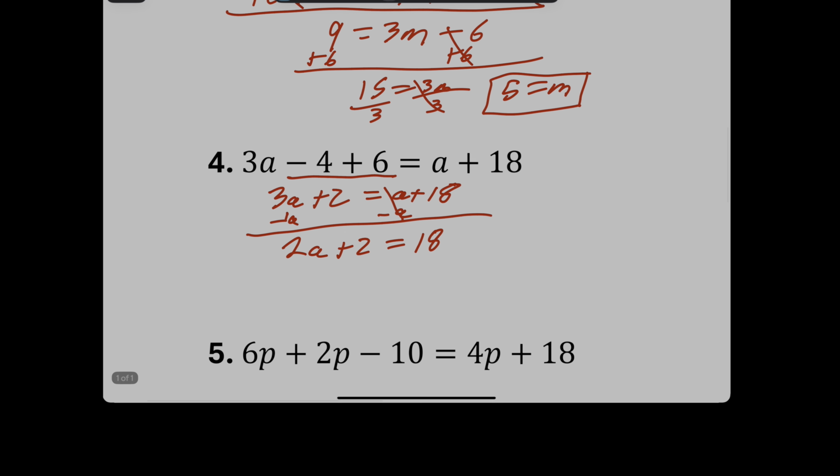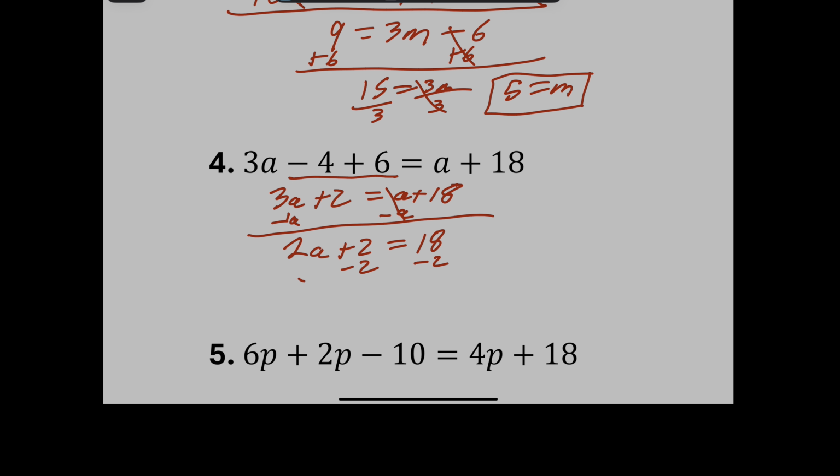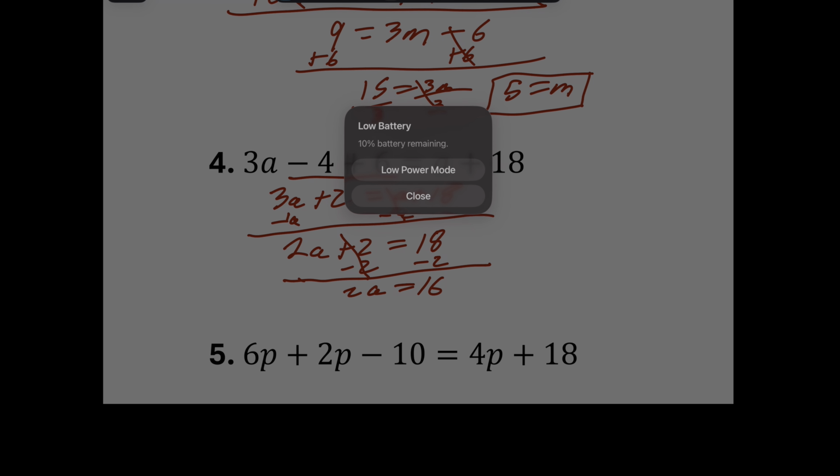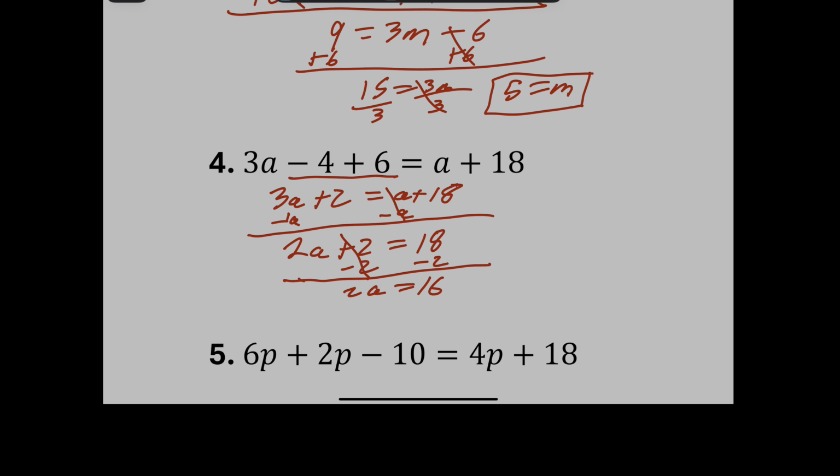Now, who has to move? The 2 has to move. There's videos on what we call two-step equations, which is where we're at right now. And I get 2a equals 16. And then I have a video on one-step equations, which is what this is right now. Divide each side by 2, a equals 8.